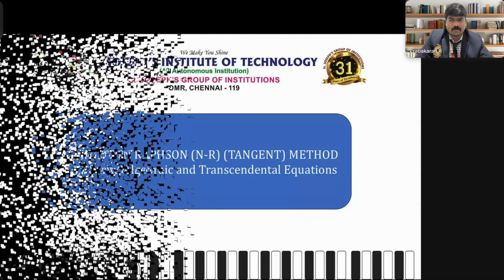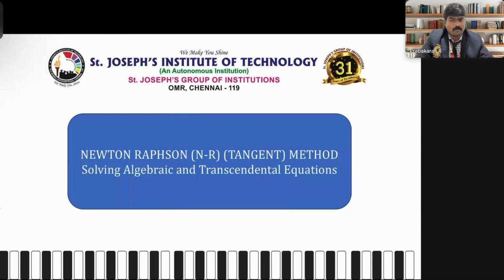If you are curious about how we are finding out the roots of an equation, in a scientific calculator we just put the root of some number and we instantly get the answer, but at the back end this is the numerical methods. They have an algorithm created, and based on that only we are getting the answer instantly.